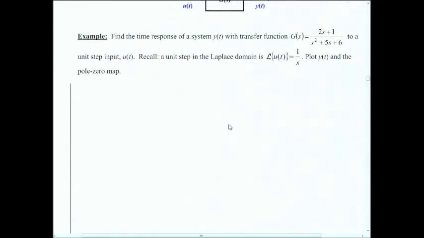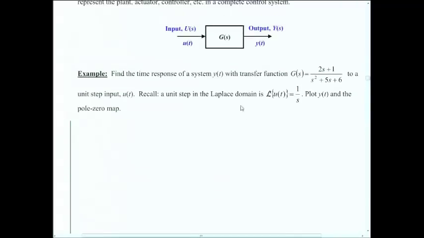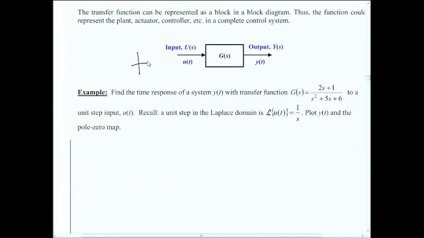This is a typical type of question, and if you look at past test questions, you'll see something like this in there. Find the time response of a system y of t with a transfer function given by this to a unit step input. All right, so for this problem, I'm giving it this signal, 0, and then jumps to 1, the unit step. And I'm interested in how this output evolves in time. That's the time response.